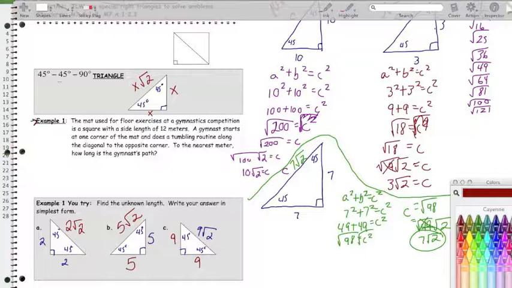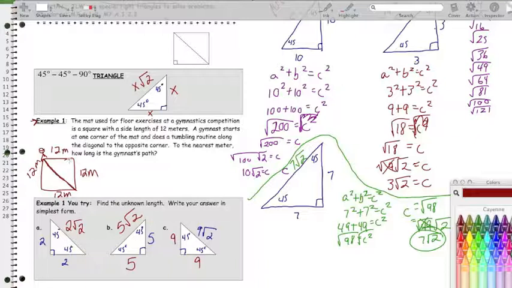It says, the mat used for floor exercises at a gymnastics competition is a square with a side length of 12 meters. So let's draw that. 12 meters on all sides. Gymnast starts at one corner of the mat and does a tumbling routine along the diagonal to the opposite corner. To the nearest meter, how long is the gymnast's path? So the gymnast starts here and she goes diagonally to the other corner. Okay, so they want to know how long is this distance that she's traveling.